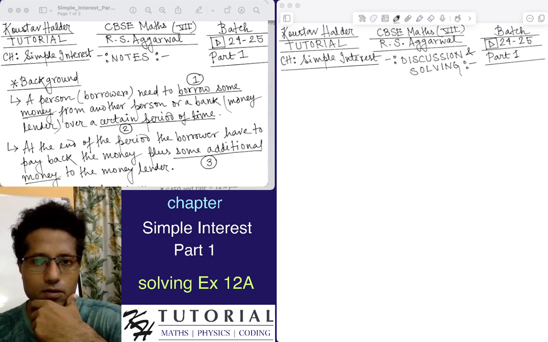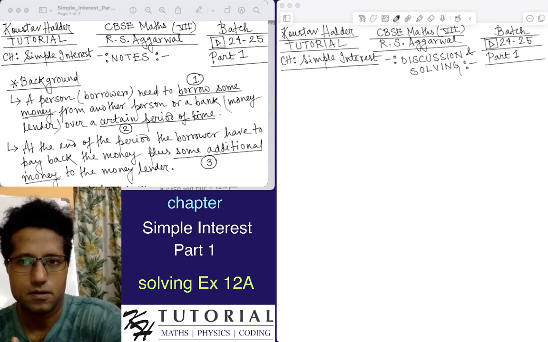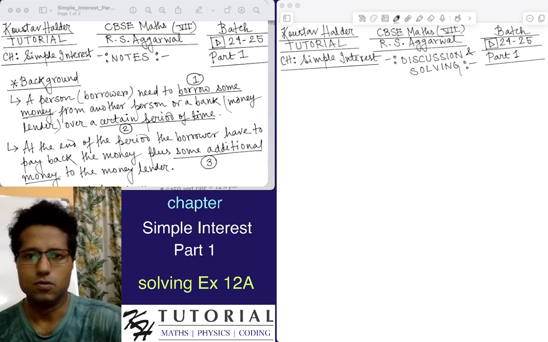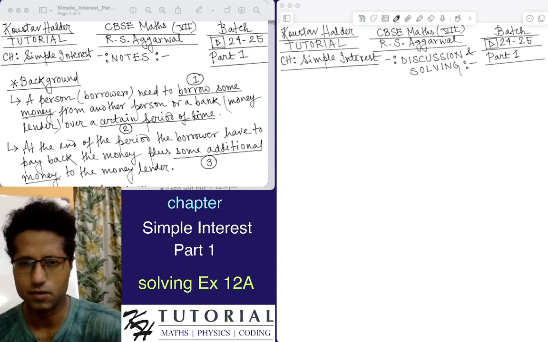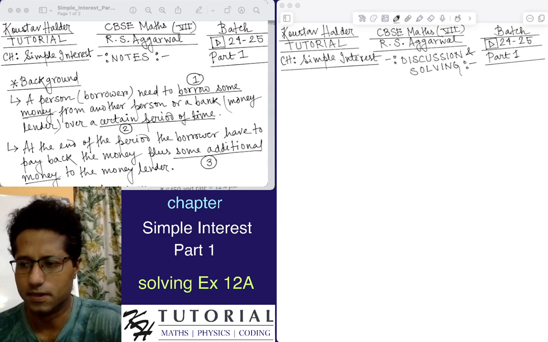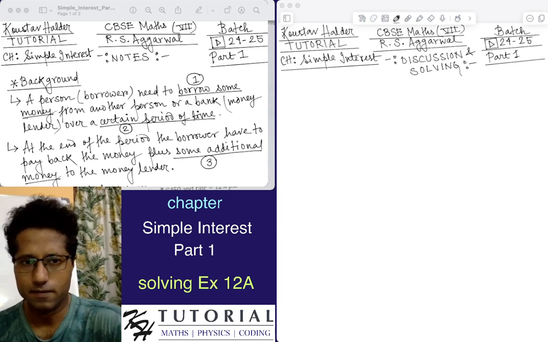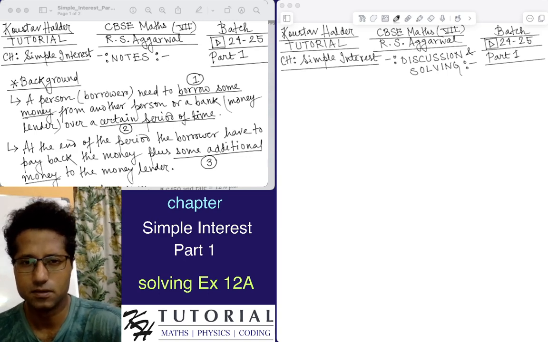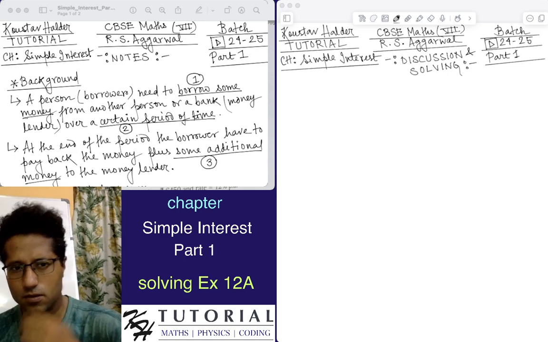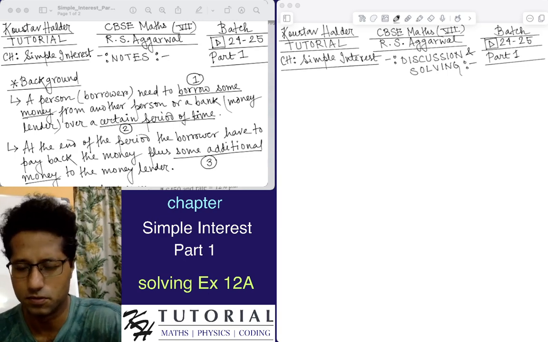So a little bit of background about simple interest, what it is all about. Very often nowadays you must be familiar with the terms simple interest, loan, borrowing some money and lending some money. Sometimes a person who is known as the borrower needs to borrow some money from another person or a bank, which is known as the money lender, over a certain period of time.